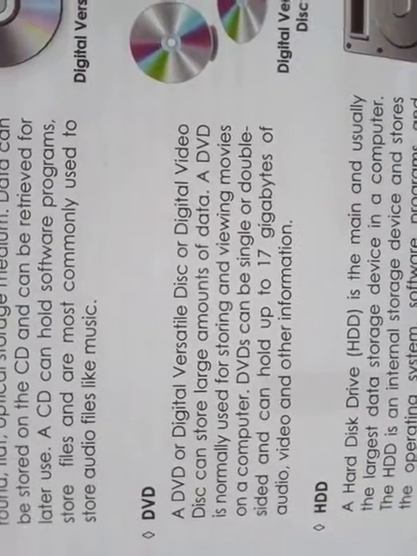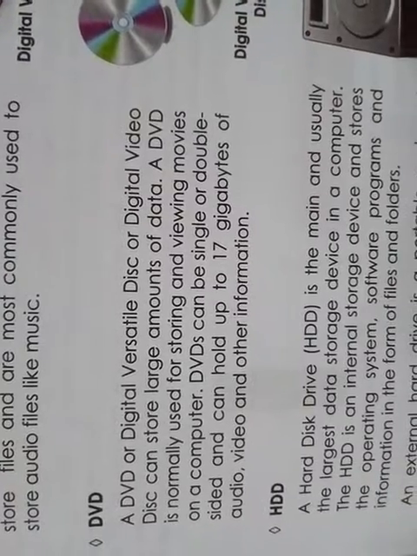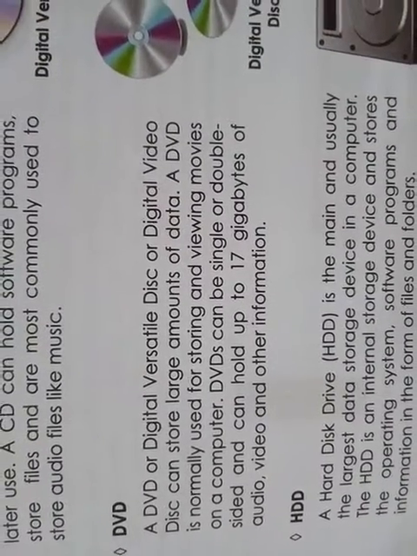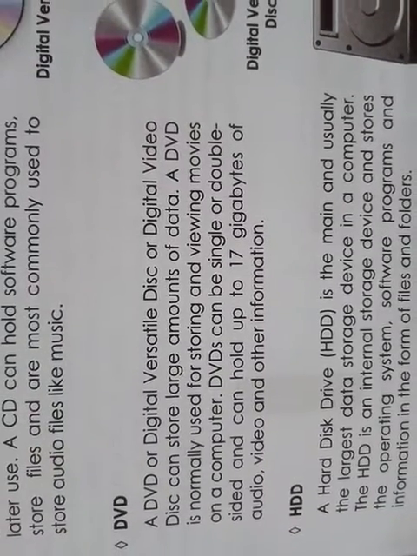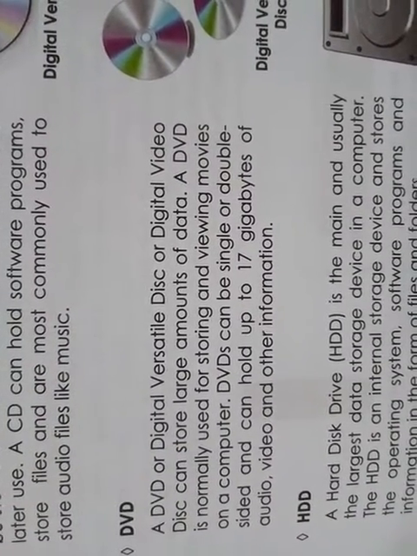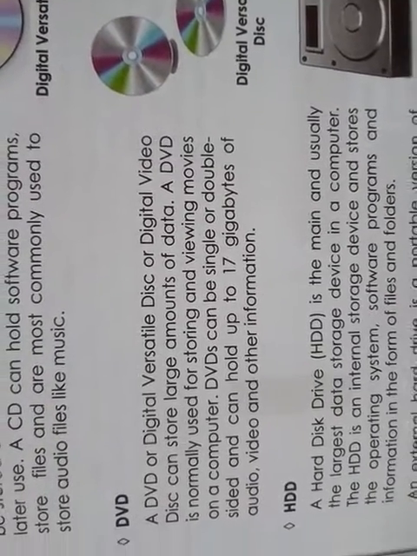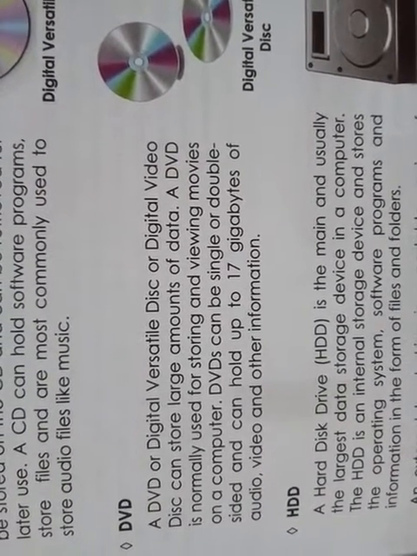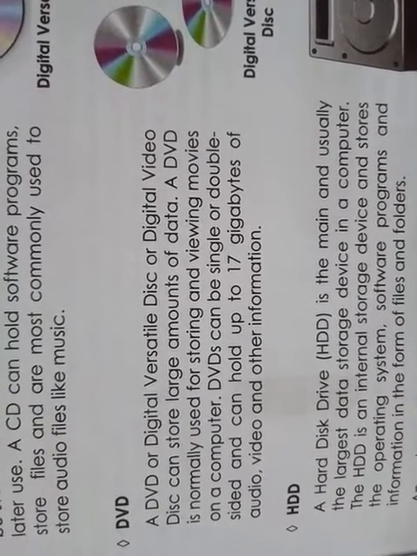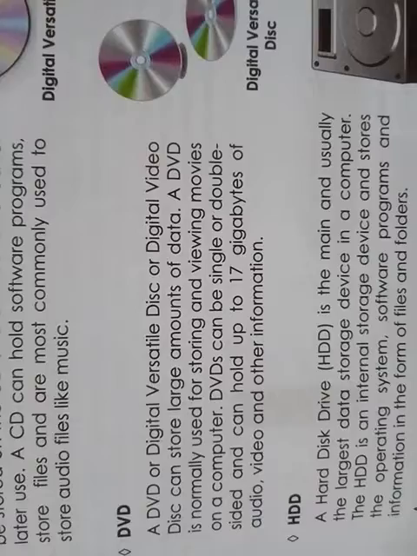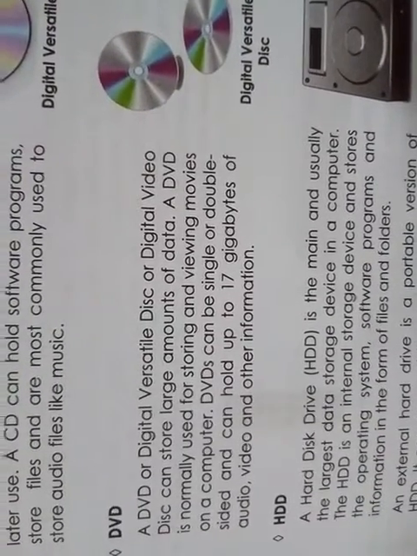Then the next one is the DVD. DVD means digital versatile disc or digital video disc, and it can store a large amount of data. A DVD is normally used for storing and viewing movies on the computer. DVDs can be single or double sided, and can hold up to 17 gigabytes of audio, video, or other information. Up to 17 GB they can hold.